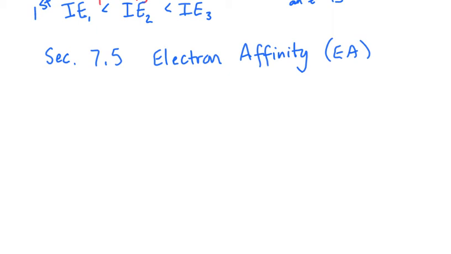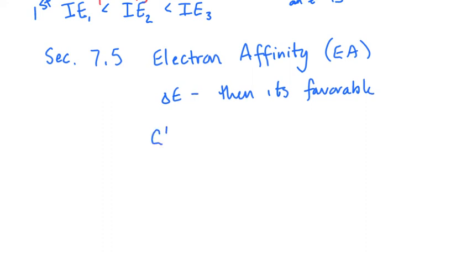So ionization energy was the energy associated with removing an electron. Electron affinity is going to be the energy associated with gaining an electron. And here our values are not always going to be positive. We say that if our delta E is negative, then it's going to be favorable for that atom to gain an electron. So this would be our anions.